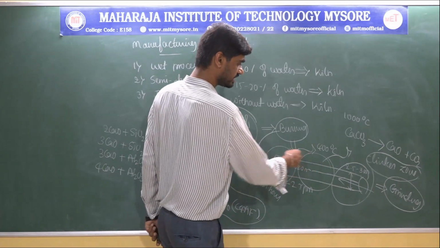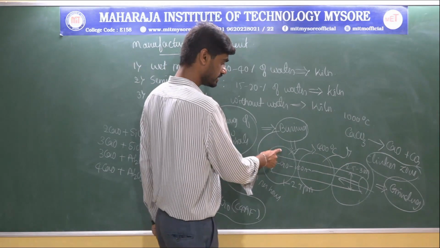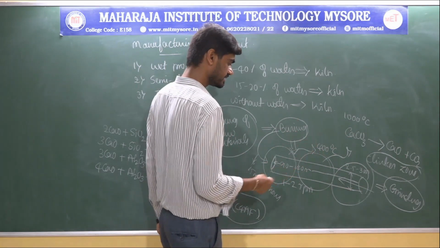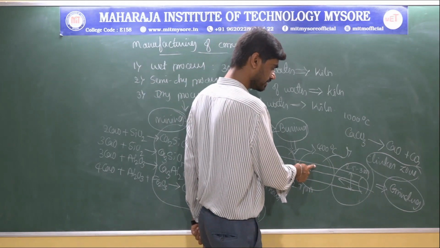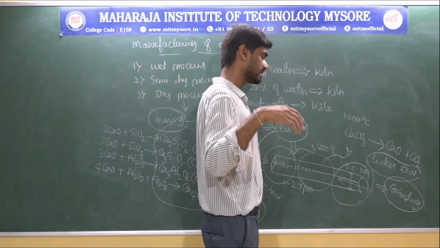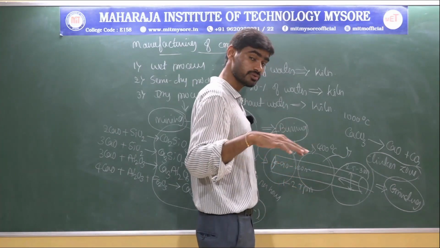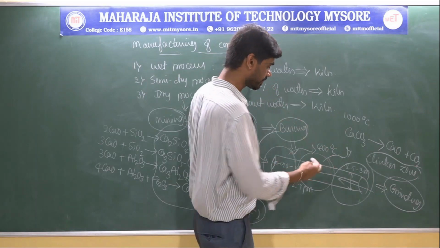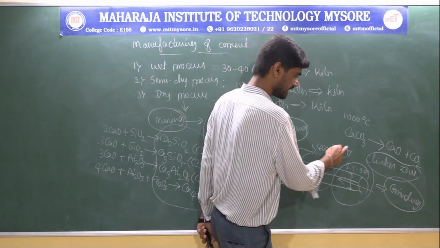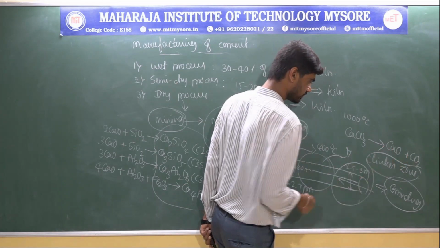So here there will be three regions. The first one is the upper region, where the moisture is removed from the ingredients. The middle region is where the limestone gets decomposed into lime. The reaction involved is calcium carbonate gives rise to calcium oxide plus CO2.